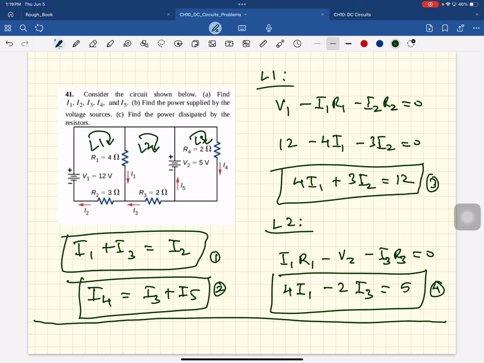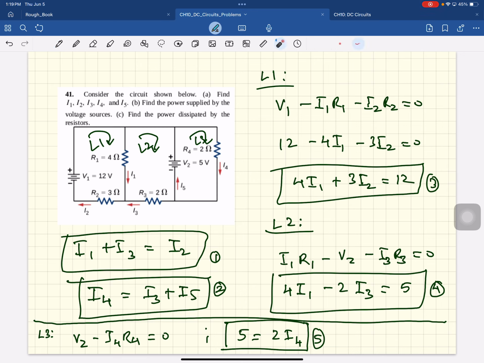And now loop 3. Again, we're going to start here, go around like that. Plus V2 minus I4 R4. Oh, this is good. Equal to 0. 5 equal to 2 I4. There's equation 5.